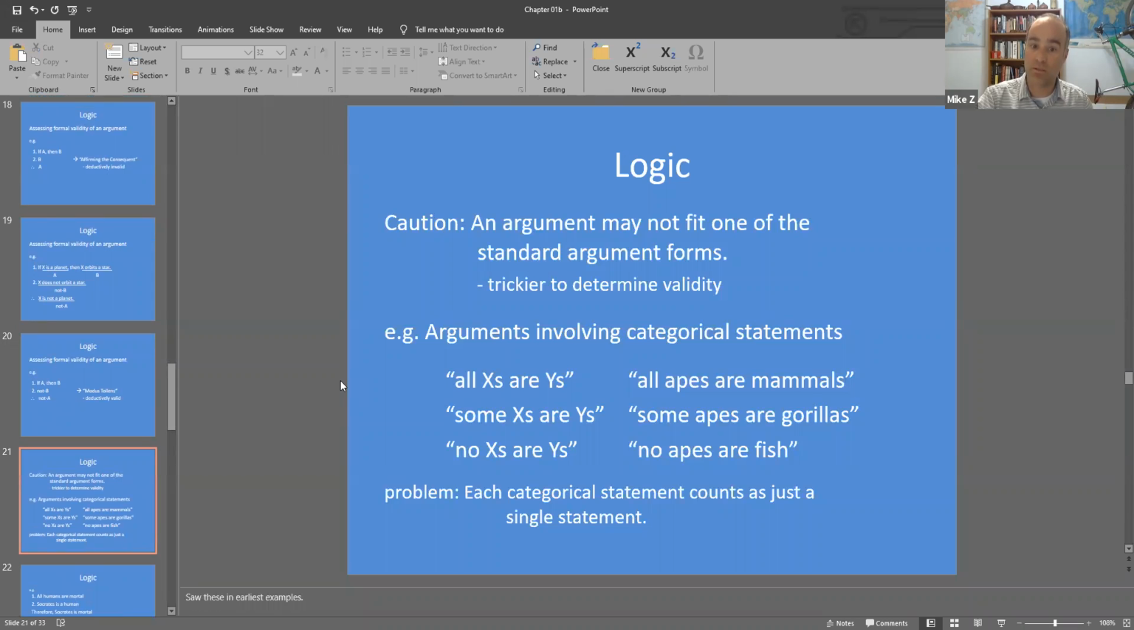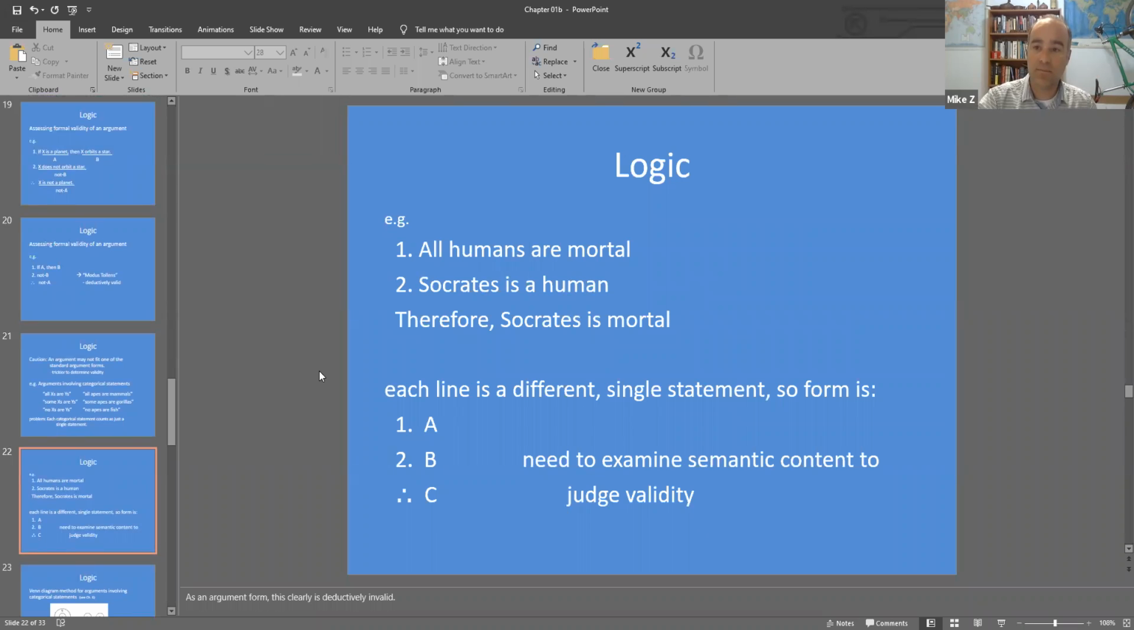then that's going to give us a problem when we're dealing with categorical statements. Because if we have something like this, all X's are Y's, like all humans are mortal things, right? All humans are mortal, or all apes are mammals. If we substitute in a capital letter for that whole statement, it'll just be a single capital letter. And so if we get an argument like this, all humans are mortal, if we just used a single capital letter to represent that statement, it would just look like this, right? We just use capital letter A to symbolize that whole statement.